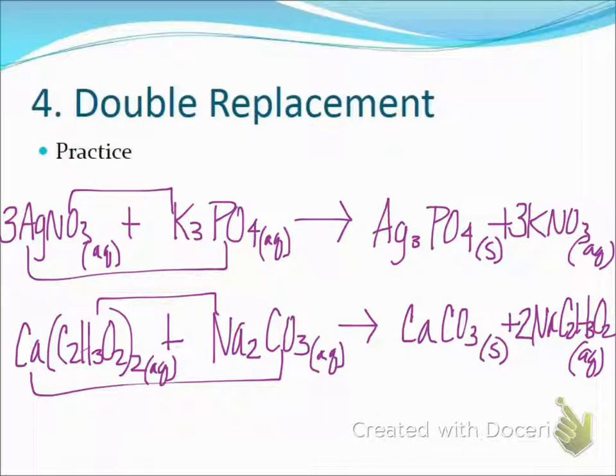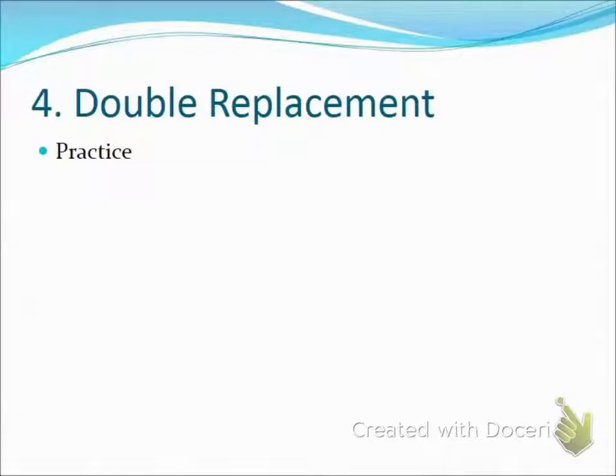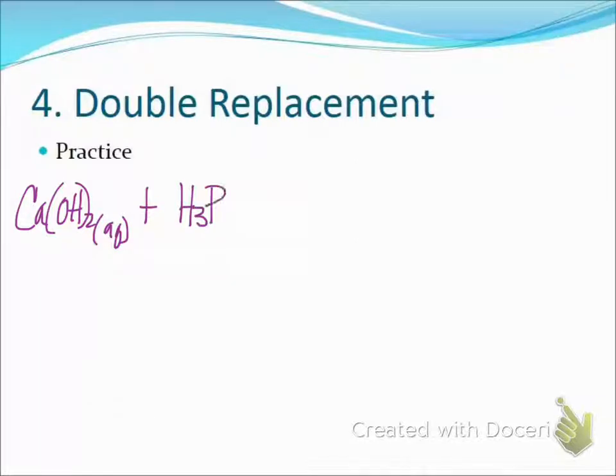Okay, so let's do another one. We're going to do number 9. So we have calcium hydroxide, Ca(OH)2, which is aqueous, plus phosphoric acid. How do I write phosphoric acid? Look at y'all go, knowing your acids. I'm impressed.